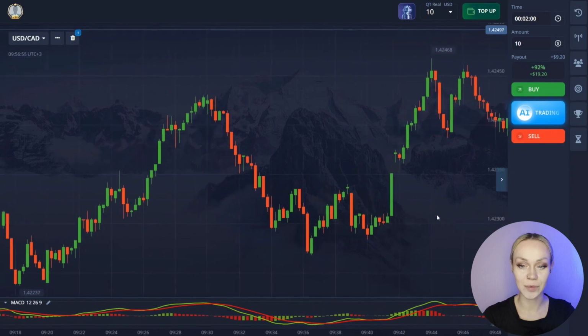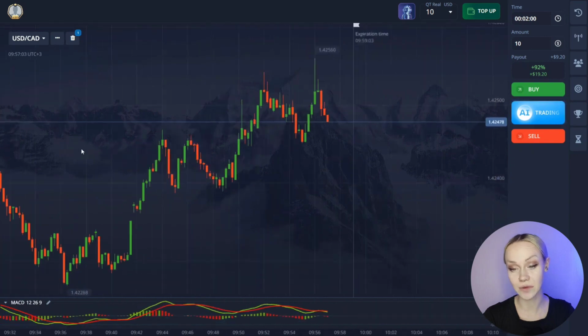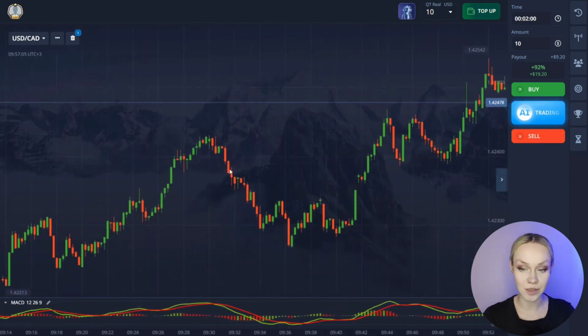Conversely, when the green moving averages go down, and a red histogram is formed, the price begins to move down. That is, at such an intersection of the moving averages, we could open a trade for a fall.